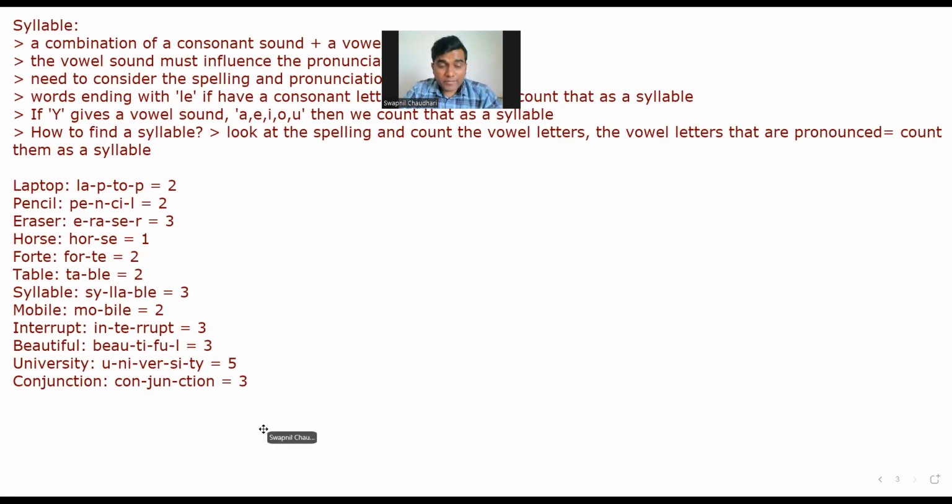Okay? Now let me take you through something else. Okay. And then this concept would be clearer. Why are we studying these phonemes and the syllables? So just give me a minute here.